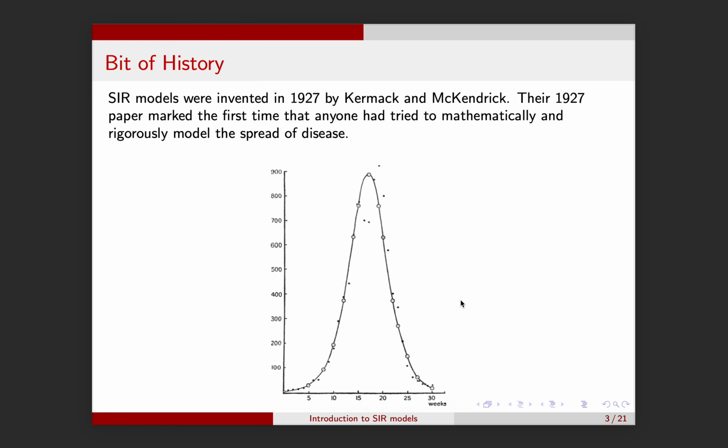SIR models are designed to model disease spread, but they are not designed to model all diseases. So there are 2 key factors that make a disease SIR modelable. The disease must be contagious via human-to-human contact. So, malaria is contagious, but it's from mosquitoes to humans. And of course, cancer is not contagious.